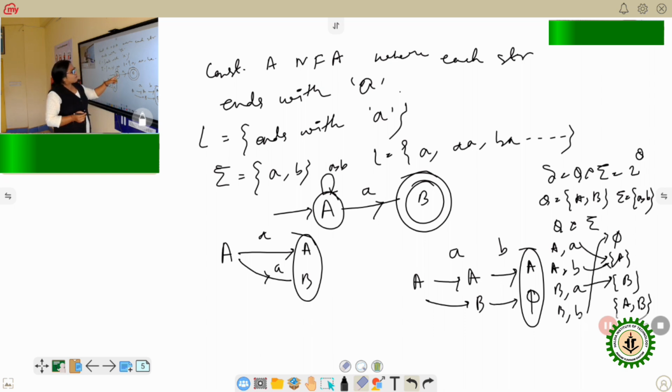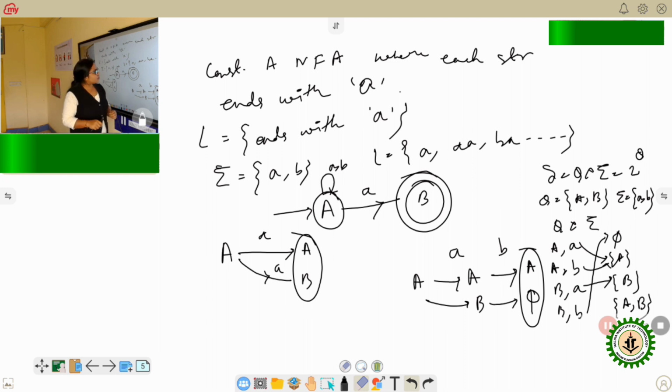Okay. So now see one thing here. Suppose I am giving one string that is A. From A, by giving input A, I can go to state A, or I can go to state B also. So more than one state I can reach by giving only a single input. So that is where copies of states are created here.